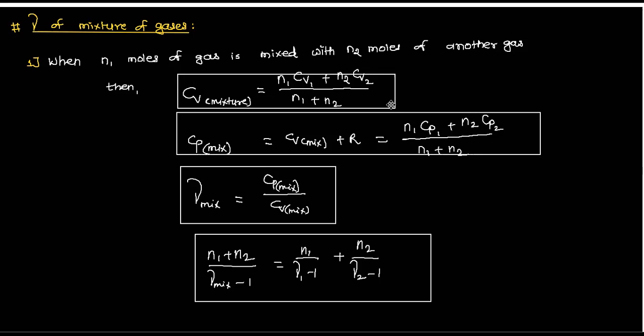If you want Cv, you use this formula. If you want Cp, you can use this. Even if you want gamma mix, with n1 and n2 and everything in terms of gamma 1, the number of moles, you can find it. When gamma 1 and gamma 2, n1 and n2 are given, you can find gamma mix from this. If Cp and Cv of the mixture are given, you can find gamma mix. If Cp mix is not given, then you can use this formula. If Cv of the mixture is not given, then you can use this formula, right?